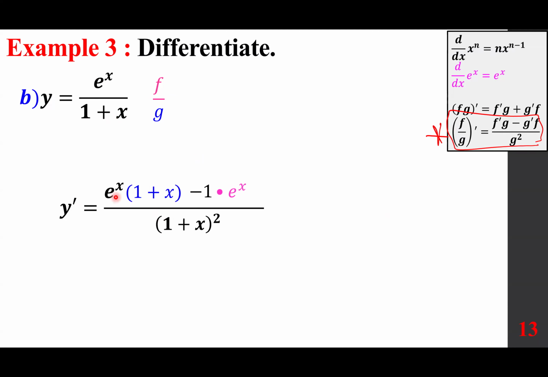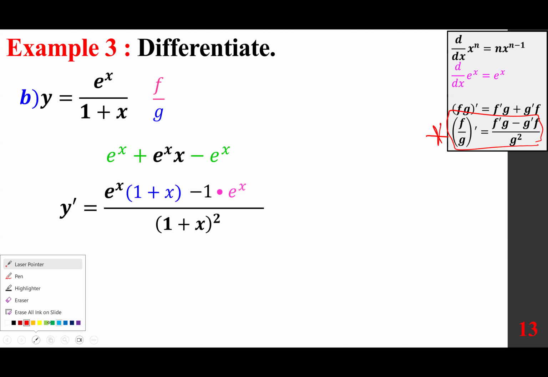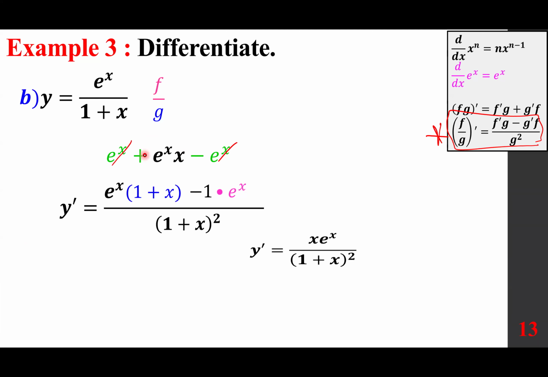So this is e to the power of x. This is e to the power of x times x. This is minus e to the power of x. These two cancel each other. And we put the x in front. It's a better format. Y prime becomes x e to the power of x over 1 plus x quantity squared.